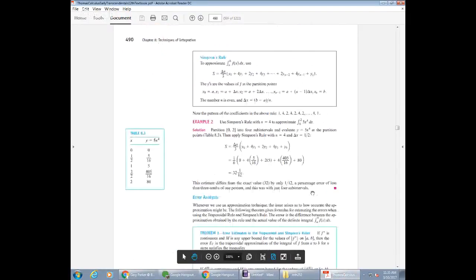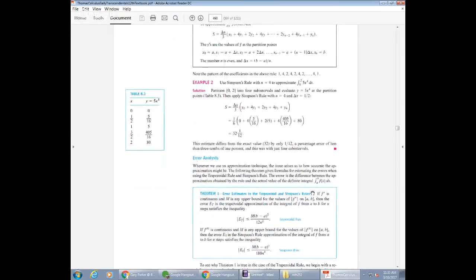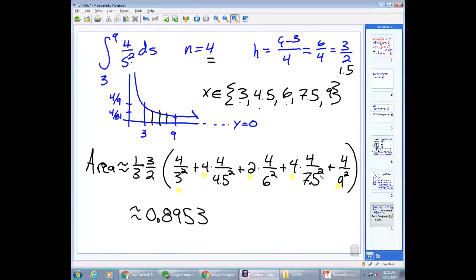M is the biggest the 4th derivative can get. And I stated that wrong. It's not equal to, it's less than or equal to. I better fix my notes. I knew that didn't look right. All right, so let's see if we can find our 4th derivative.